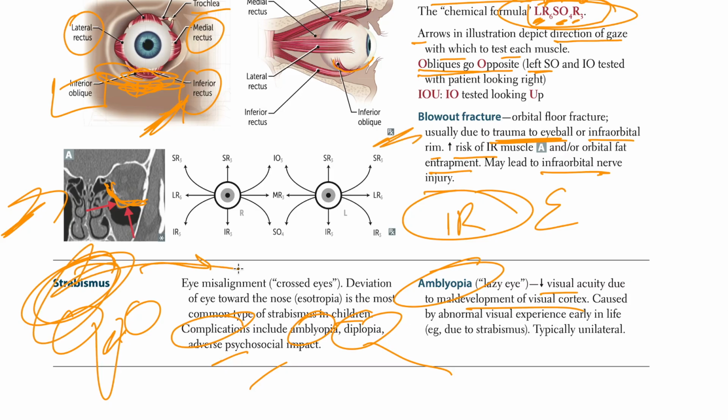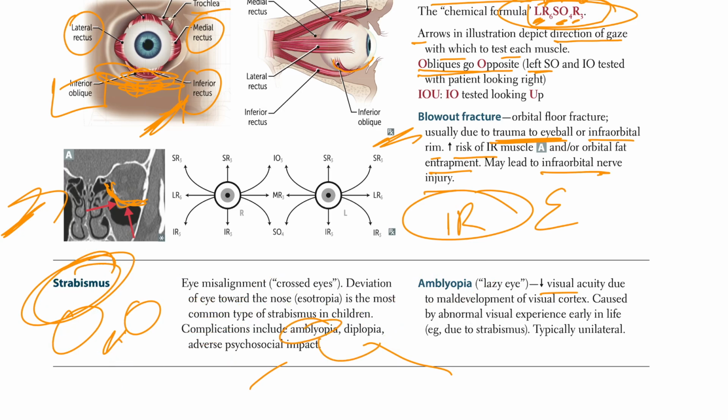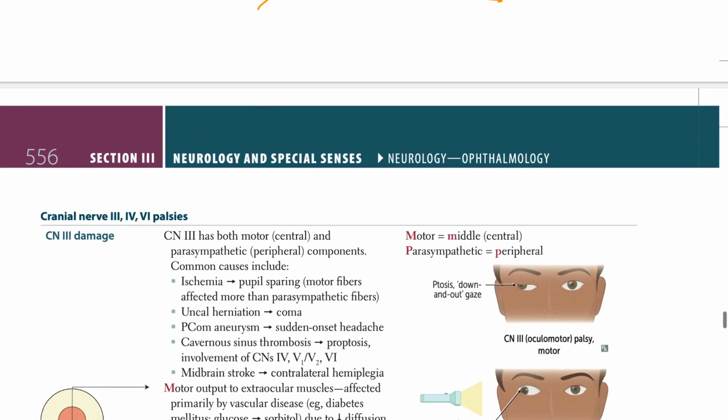Then we have strabismus, which is going to be misalignment of the eye, the crossed eye, for example. Deviation of the eye towards the nose. Esotropia is the most common type, and it can cause amblyopia, which is maldevelopment of the visual cortex, causing decrease in visual acuity. Okay, diplopia, double vision, and adverse psychosocial impact. Okay, that's pretty much all.